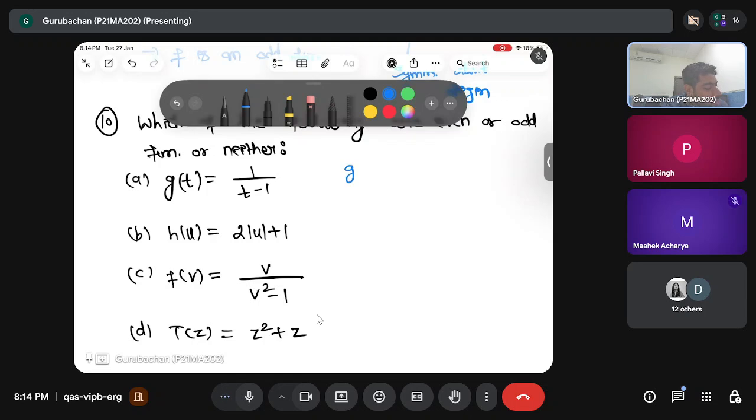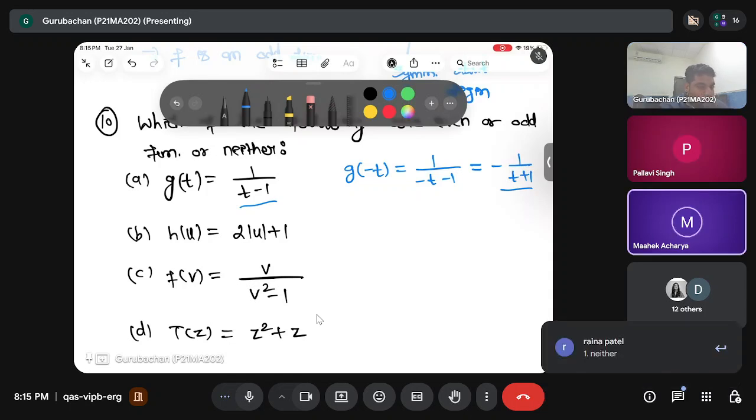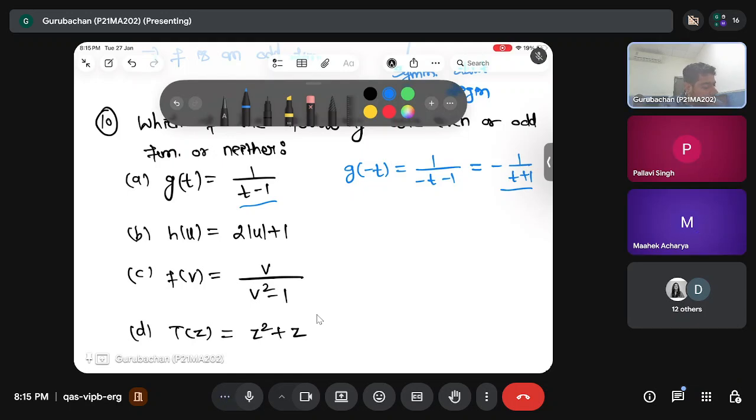You just need to put minus t in place of t, and you will get 1 by (minus t minus 1), and from here minus 1 by (t plus 1). Do you see any comparison between this one and g(t)? Yeah, like the minus signs have been replaced. No, replaced, na. So you cannot compare both the things. You cannot say it is minus of g(t) or plus of g(t). Yeah. So that means it's neither. True.